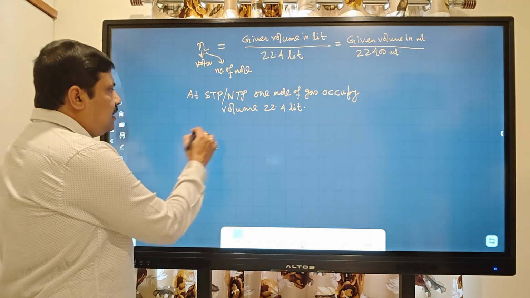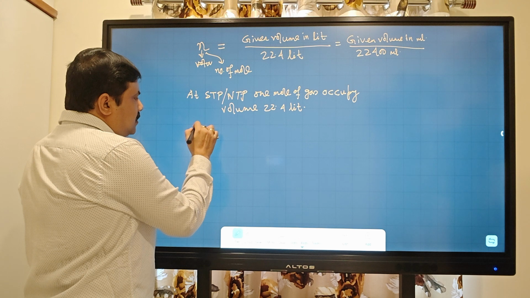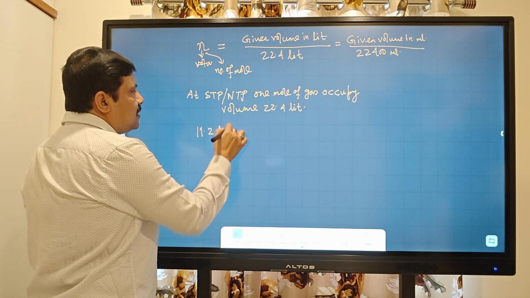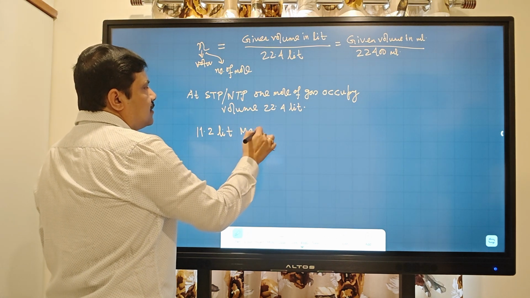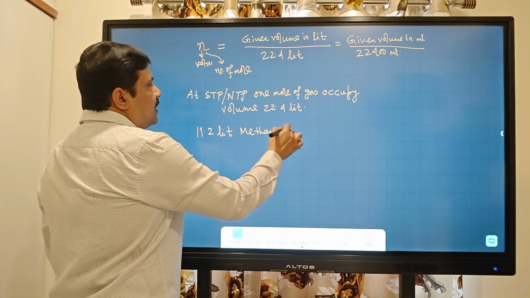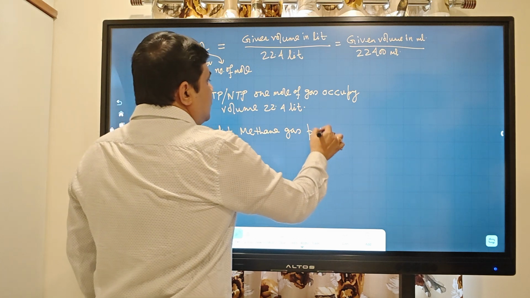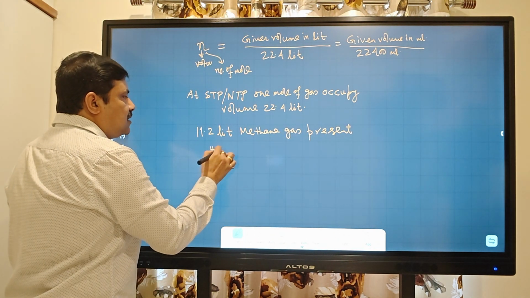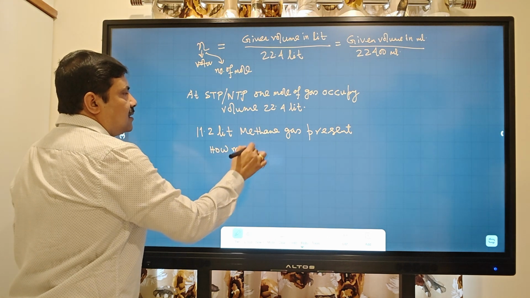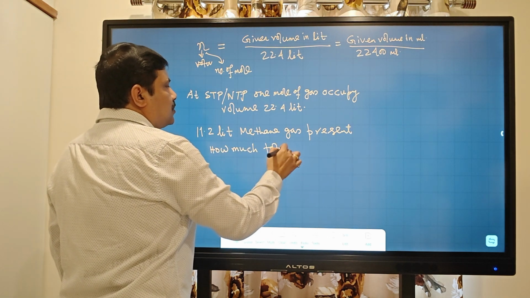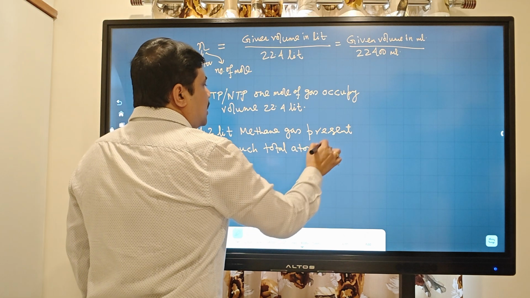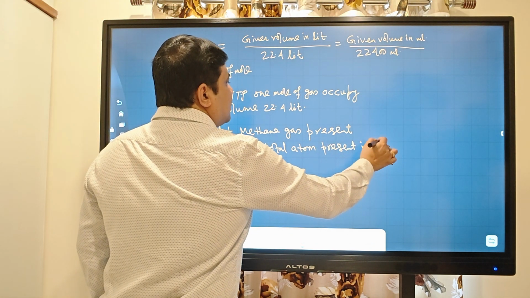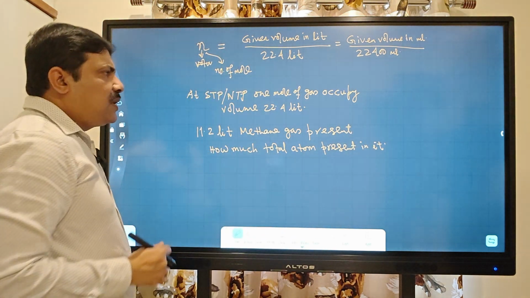Now if they are giving 11.2 liter of methane gas present, and then they are asking questions, how much total atom is present in it. Then how to calculate these things?